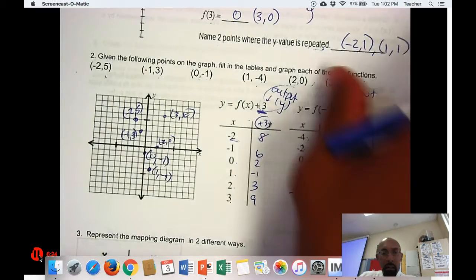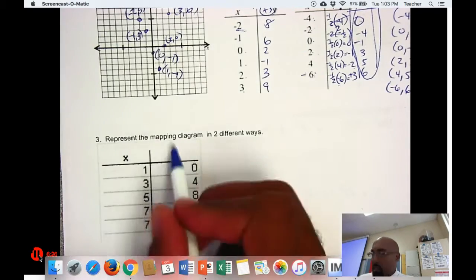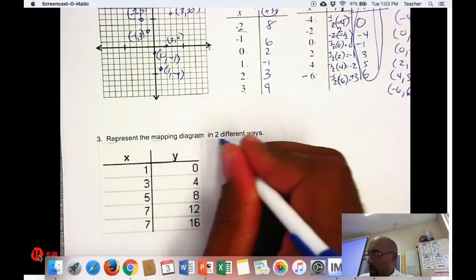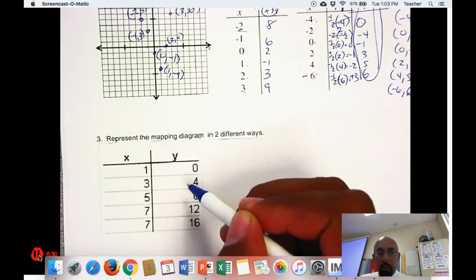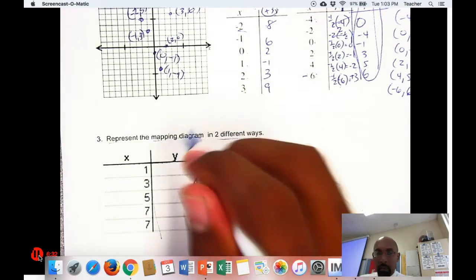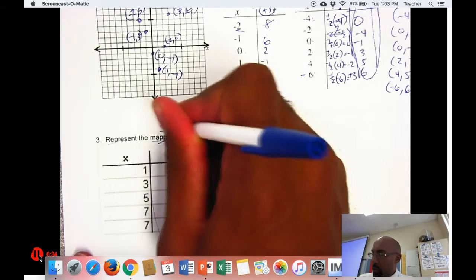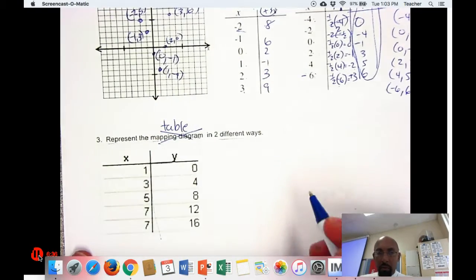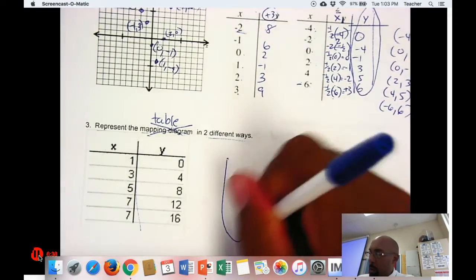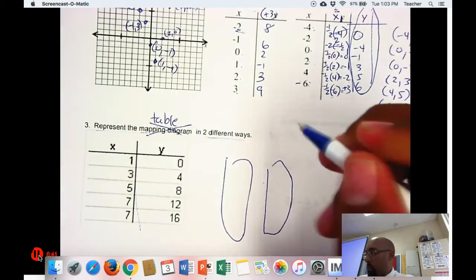Now number 3. It says represent the mapping diagram in 2 different ways. Anybody see a problem with that? First of all, this is not a mapping diagram, this is a table. So we'll say represent the table 2 different ways. So one of those we'll use a mapping diagram, since it's not really one.